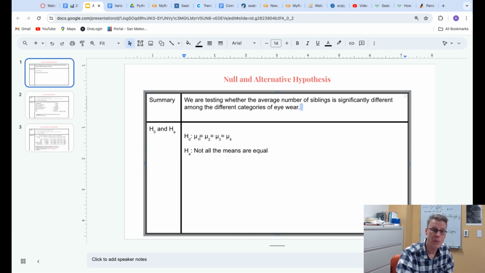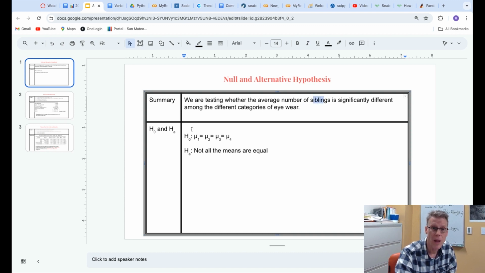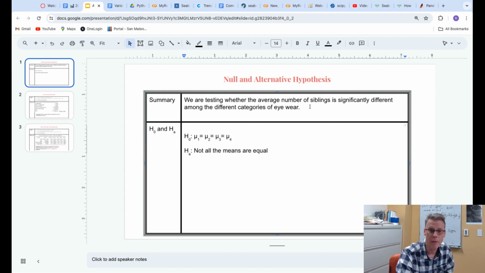All the average number of siblings are the same. So this mu is standing for the population average number of siblings in eyewear category 1. That's equal to the population average number of siblings in eyewear category 2. Even just these symbols put together involve both variables, because the mu is talking about the average number of siblings, the quantitative variable, and then the subscript is talking about a category in my categorical variable.